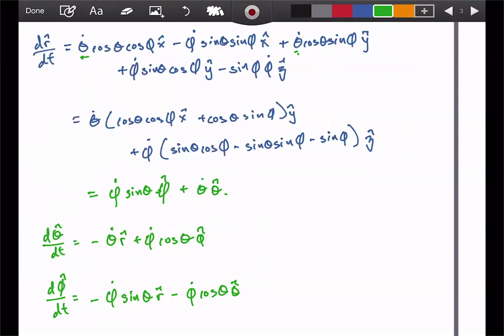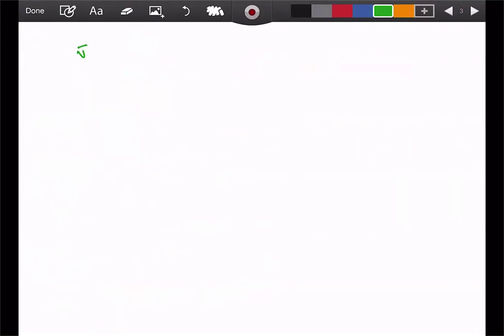So putting all these things together, our velocity, which is the time rate of change of the position, is going to be equal to r dot in the r hat direction plus r times the derivative of the r hat direction, which, using what we just did above, gives r dot in the r hat direction plus r theta dot in the theta hat direction plus r phi dot sine of theta in the phi hat direction.